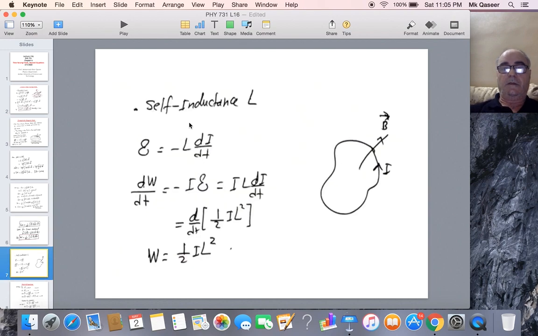Now in this slide, I'm defining the self-inductance L, because this is another method to derive the previous relations. If you have a loop here with the current I, once you close it, you create a magnetic field. So the electromotive force in this case is given by minus L dI by dt. The rate is minus I times epsilon, and substituting for epsilon we get I L dI by dt, which means that W can be written as half L I squared.